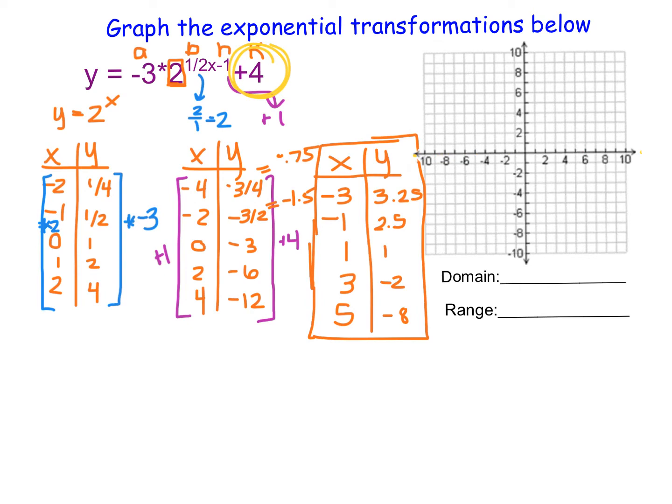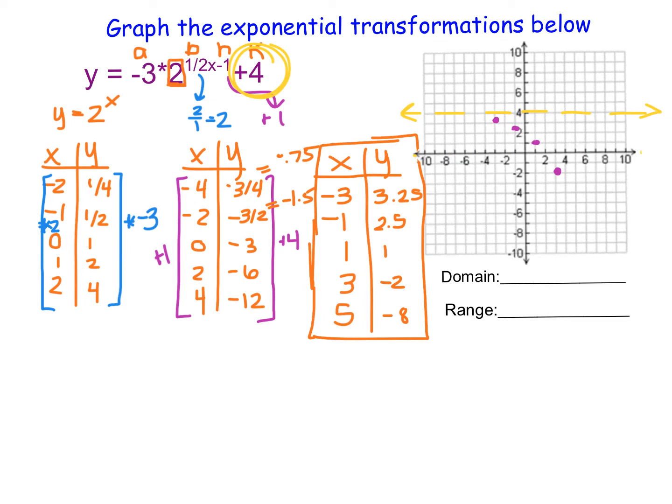So if we move our horizontal asymptote up 1, 2, 3, 4, at y equals 4 up here is where the new line is that we cannot cross. So I always suggest drawing that in first so that you know exactly where that line is that you can't cross. So now let's plot our points. We have x is -3, y is 3.25, x is -1, y is 2.5, x is 1, y is 1, x is 3, y is -2, and x is 5, y is -8.